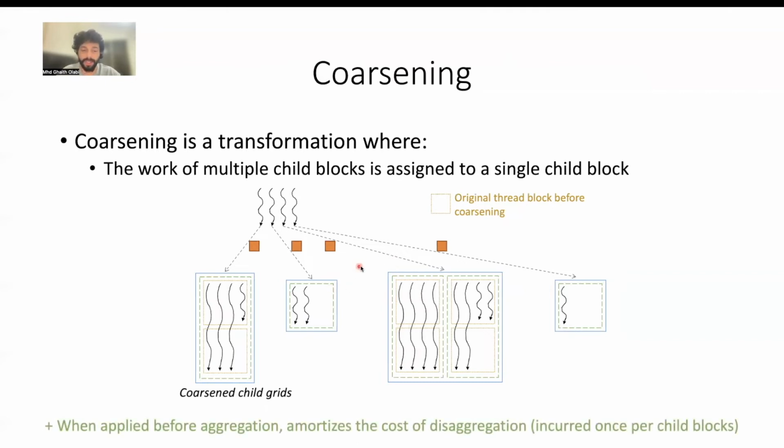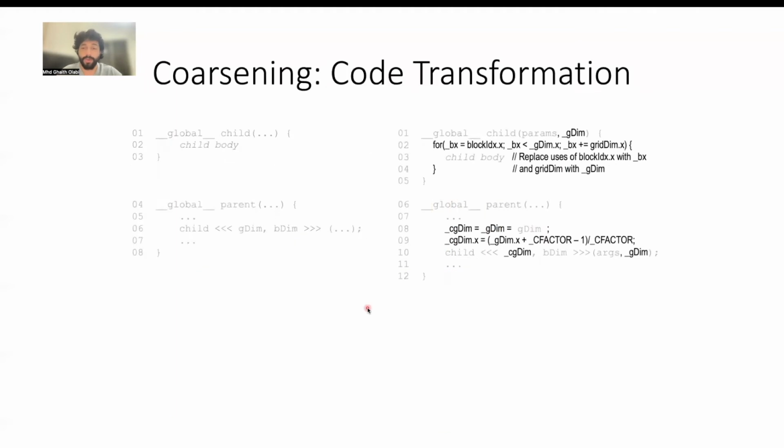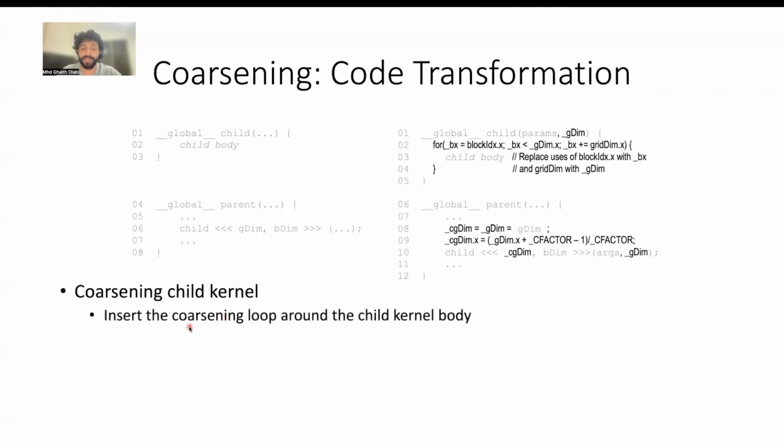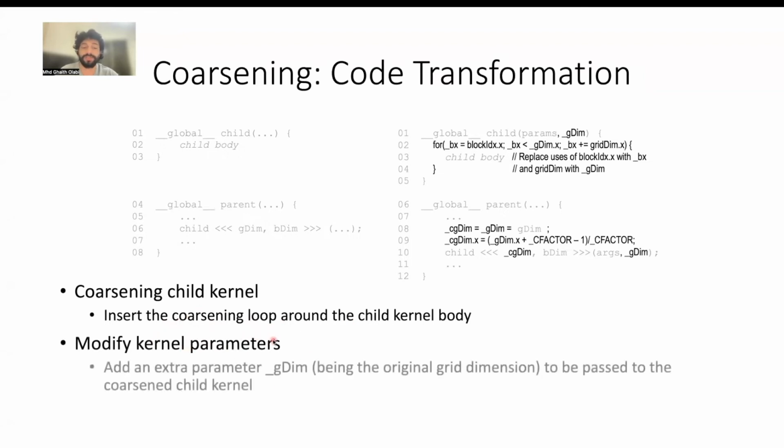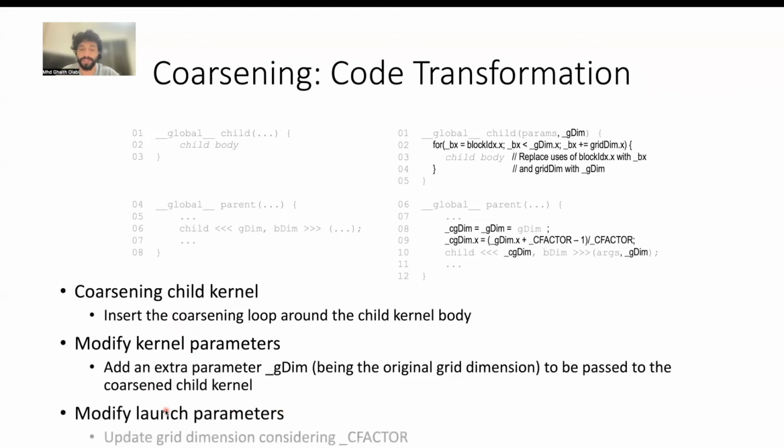For this optimization, when it is applied before aggregation, it amortizes the costs of disaggregation. How do we achieve the coarsening code transformation? We create the coarsening child kernel by inserting the coarsening loop around the child kernel body. Then we modify the kernel parameters and the launch parameters to accommodate the newly transformed kernel.